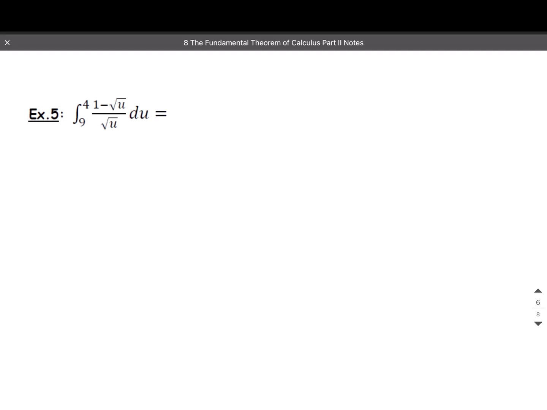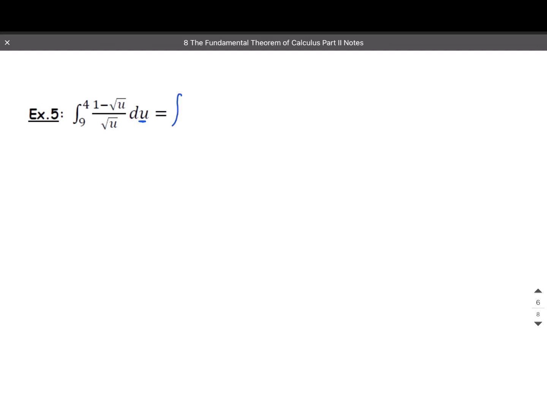Now first off, there's u's, but notice we're taking the derivatives of u's. So it would be just like doing the integral from 9 to 4 of 1 minus the square root of x over the square root of x dx. Don't let the letter bother you. However, do you know what has an antiderivative of 1 minus radical u over radical u?